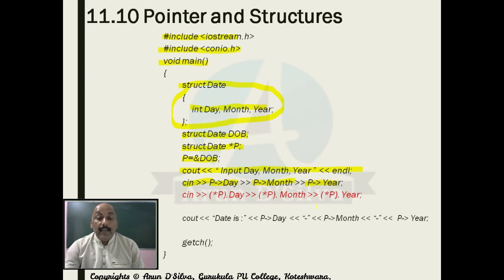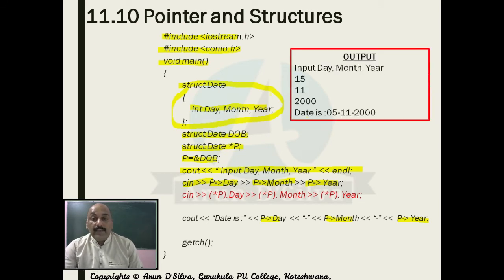Similarly for output purposes I am using here: cout date is p arrow day, hyphen, p arrow month, hyphen, p arrow year, and this will be displayed. The output comes in this way. I have inputted day 15, month 11, and year 2000. The output comes 15 hyphen 11 hyphen 2000. So this is the way we use pointers in the case of structures.